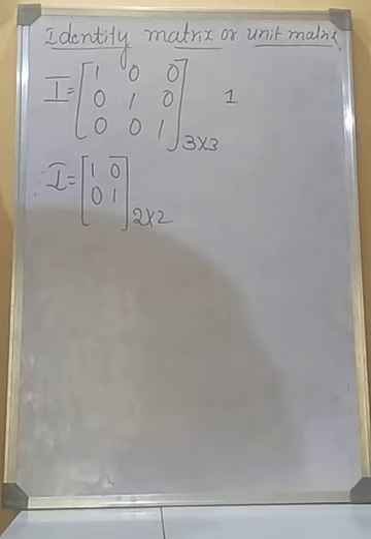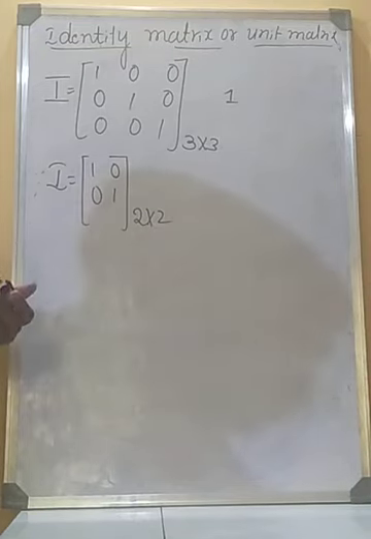The next, diagonal matrix. A square matrix is said to be a diagonal matrix if all its non-diagonal elements are 0. Scalar matrix: a diagonal matrix is said to be a scalar matrix if its diagonal elements are equal. Identity matrix: a square matrix in which elements in the diagonal are 1 and the rest are all zeros.